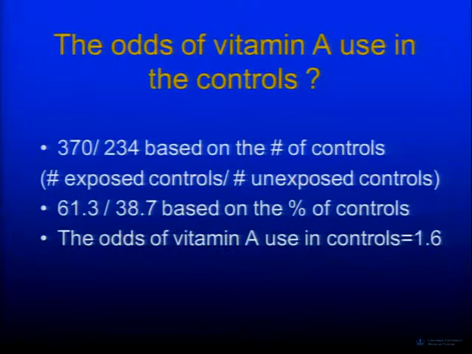We do the same exact thing for the controls. In the controls, 370 used vitamin A and 234 did not, so that's the number of exposed controls divided by the number of unexposed controls. As percents, it's 61.3 divided by 38.7. Either way, you come up with 1.6. So the odds of vitamin A use in the controls was 1.6.